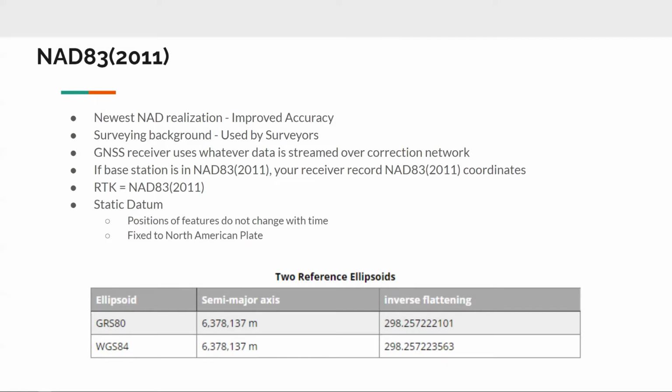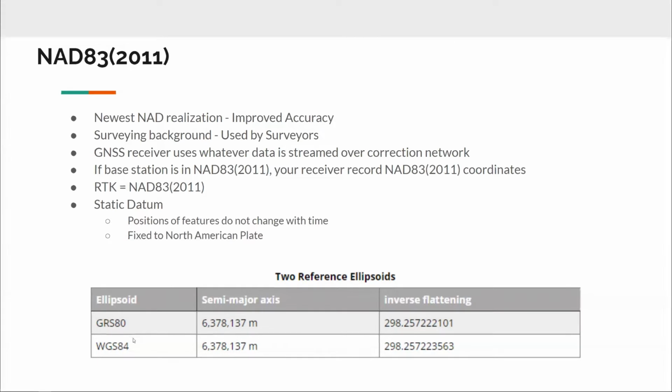And as I was talking about the plate is shifting, well, when you're using RTK, the base stations are shifting as well. So really the whole datum is kind of moving along with you. So this means it's static datum. So the positions of features do not change with time. So if you go to a specific monument, as long as your base stations are shifting along with you, you should have the same coordinates, because it is all fixed to the North American plate. Sometimes you'll have more local shifts in really geographically, tectonically active areas like California, but for the most part, it should not change.